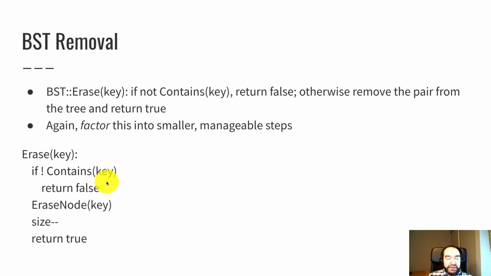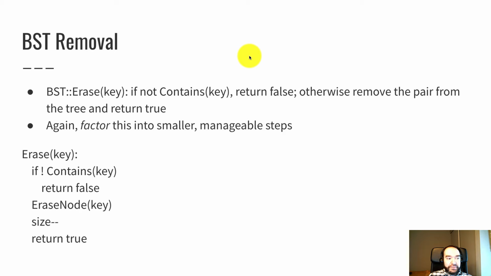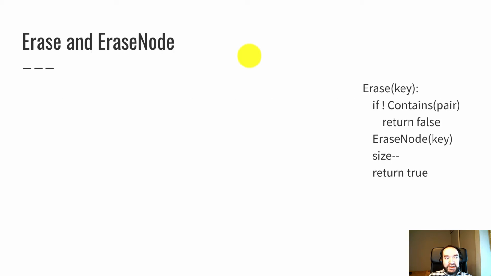If we get past that if, that means the tree definitely does contain that key. We call an erase node helper function given the key. And that erase node will do all the work of taking that key out of the tree. Erase node will again assume that the key definitely is in the tree, just to simplify how erase node works. And we do a size minus minus to keep the size synchronized and return true to say that yes, we did change the tree just now. So that's the highest level, top level erase function that's public in the binary search tree class.